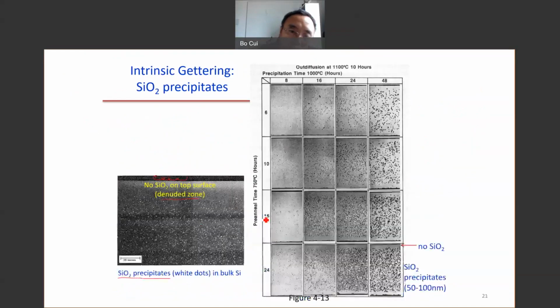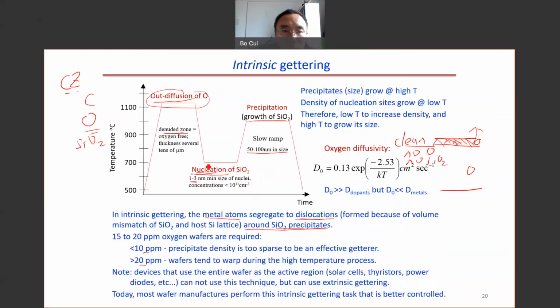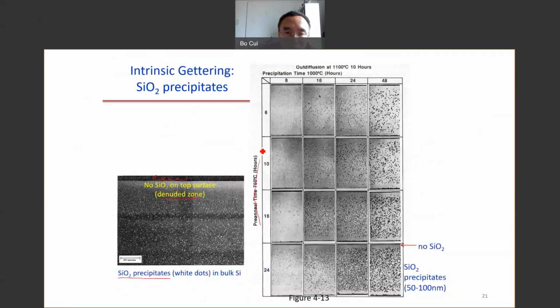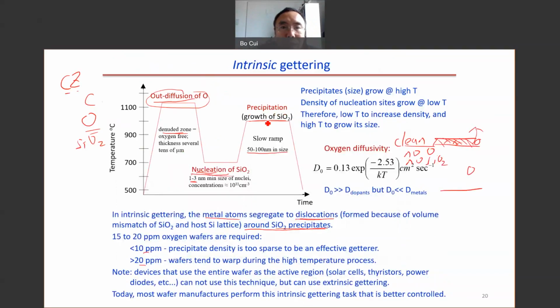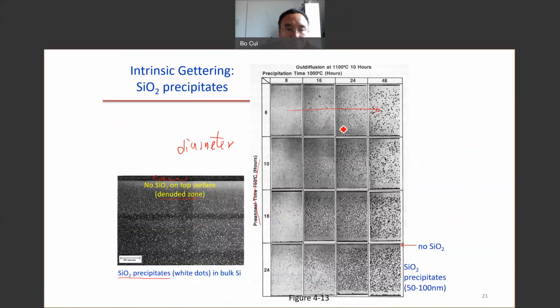You can see this is the pre-anneal time. Pre-anneal corresponds to here, nucleation. So the longer the time, the more the numbers. The size, the diameter, is determined by this step. You can see the longer the time, the bigger the diameter. So the diameter is determined by this precipitate, by this high temperature process. The longer the time, the bigger they grow. That is how the trapping works.